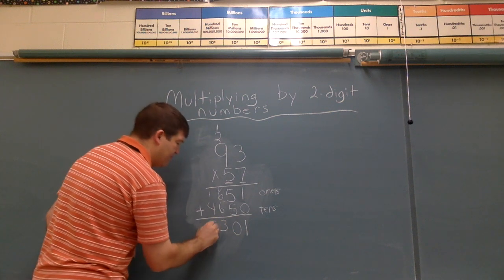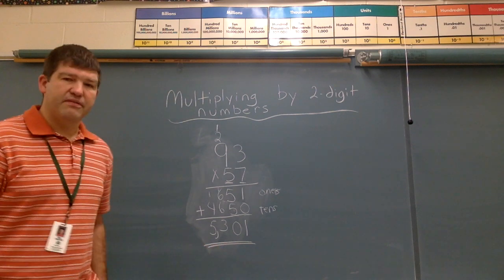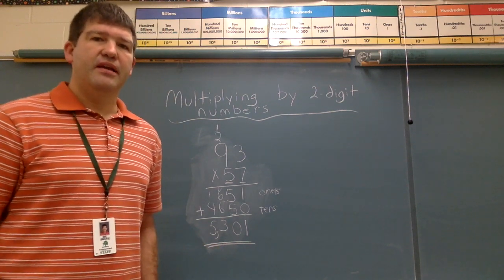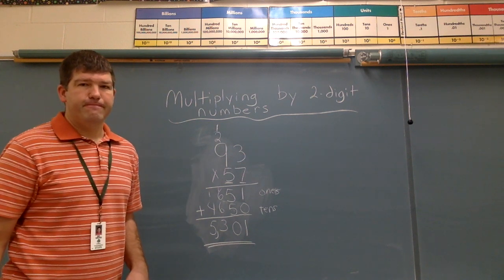1 plus 4 is 5. Put my comma here. And there's my answer, 5,301. 93 times 57. All right.